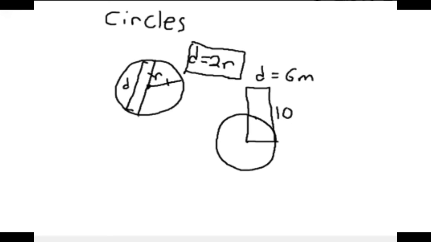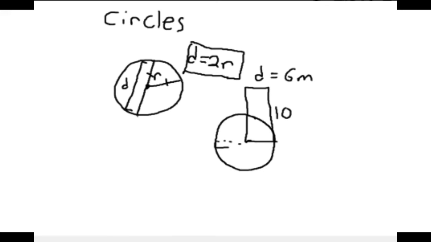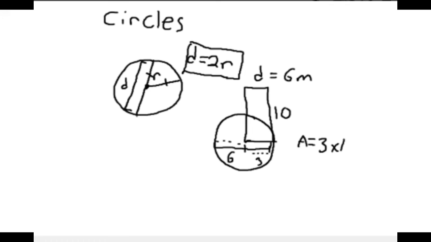The area of a rectangle is base times height. So in order to find the area of the rectangle, you need to know what the base is. A lot of people might just do 6 times 10, which won't give you the correct answer, because the base is the radius of the circle, and we have the diameter of the circle, which is this. To get the radius, you divide the diameter by 2. So if the diameter is 6, the radius would be 3. So the area of this rectangle is going to be equal to 3 times 10, which is equal to 30.